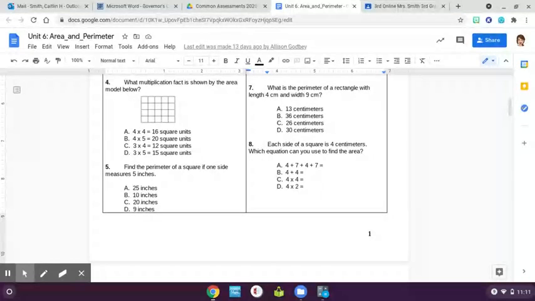Question 8. Each side of a square is 4 centimeters. Which equation can you use to find the area? We know the area is length times width. Well, in a square, all the sides are the same. So the length times width is going to be 4 times 4.